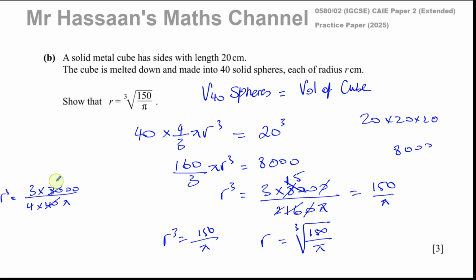Like 40 goes into 80 2 times, okay, and we can say here that 4 goes into 20 5 times. 3 times 50 is 150, 150 over pi. There's different ways we could have done it, but this seems to be fine. So there's the answer to part B.